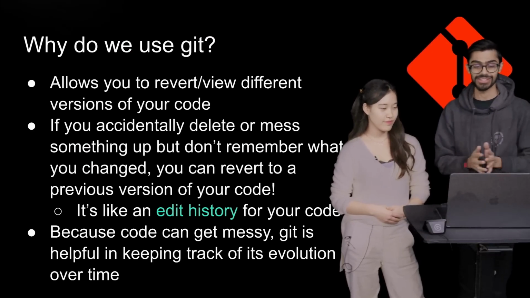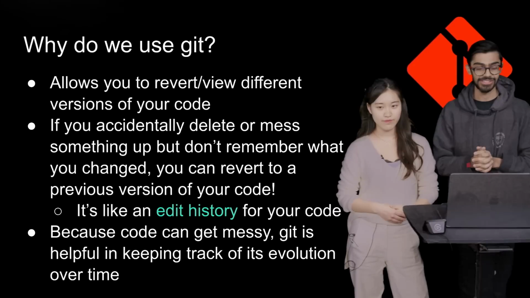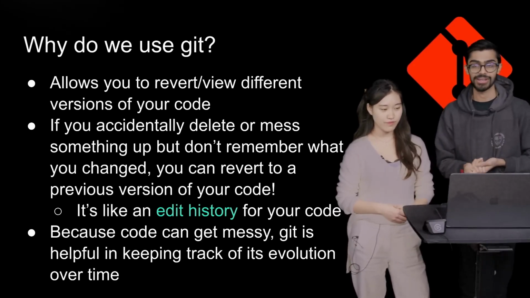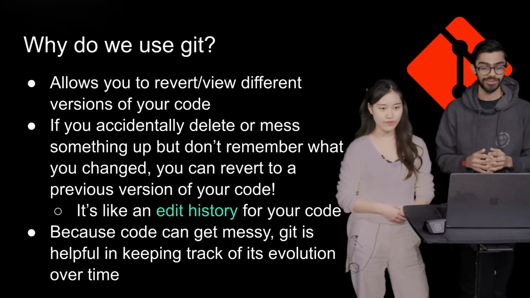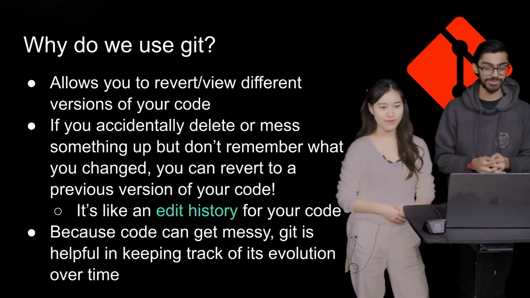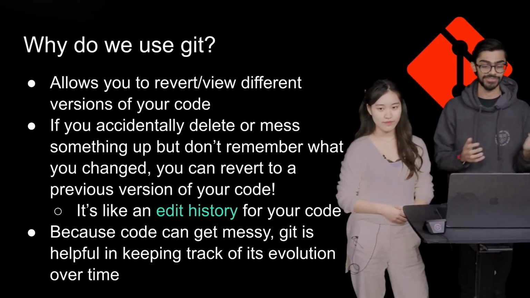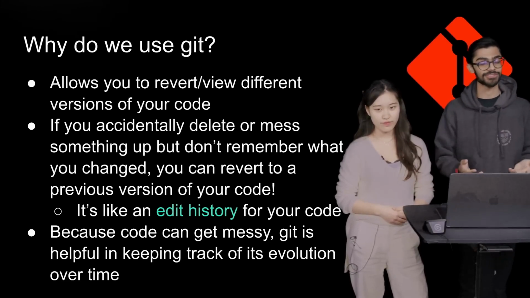So why do we use Git? There's a few different reasons. I've already told you, collaboration is quite useful. It allows you to revert and view different versions of code, and it also gives you good access to tracking the history of code. So if you accidentally delete or mess something up, but can't remember what you've changed, you can revert to a previous version of your code. So that's quite useful. It can also help you track the evolution of code over time.